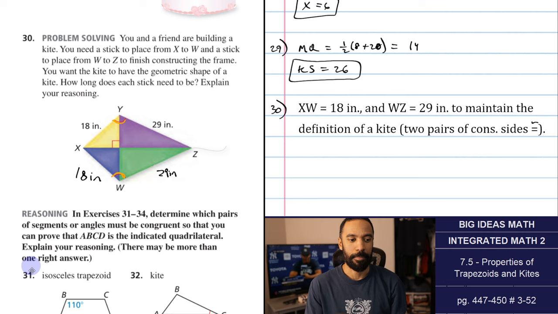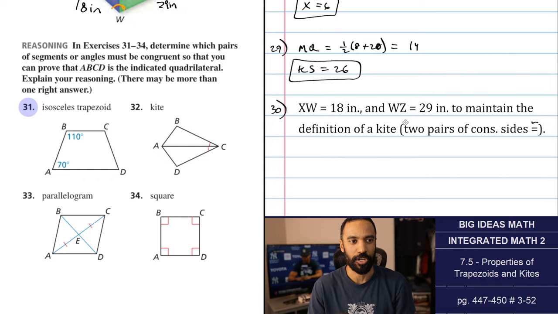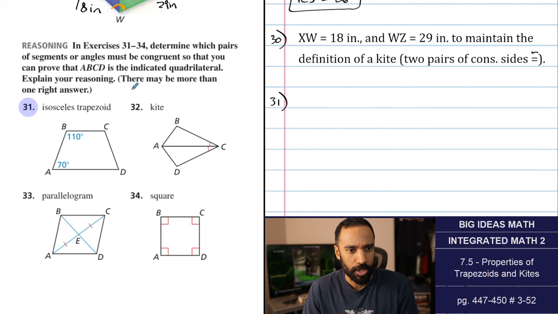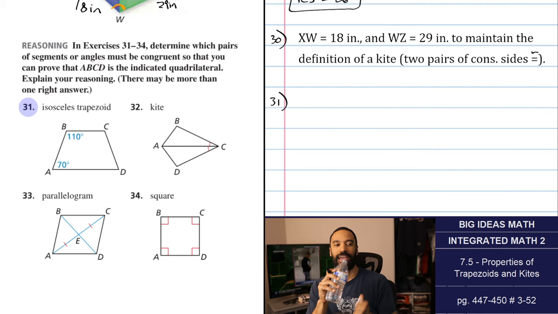All right, numbers 31 to 34, determine which pairs of segments or angles must be congruent so you can prove this is the indicated quadrilateral. Explain your reasoning. There may be more than one right answer. Touché. So, especially when they give that away, you've got to be careful. To make an isosceles trapezoid here, base angles would have to be congruent. So, wait, what do they want? Which pairs of segments or angles must be congruent? You can prove it's the indicated quadrilateral. Oh, there may be more than one.